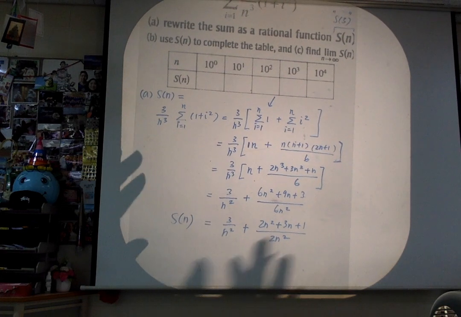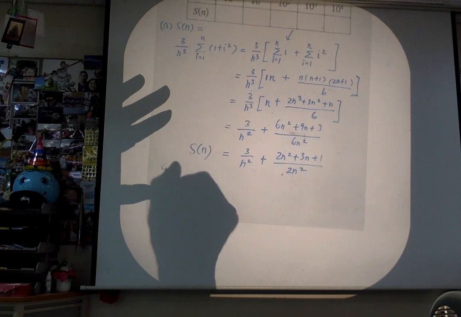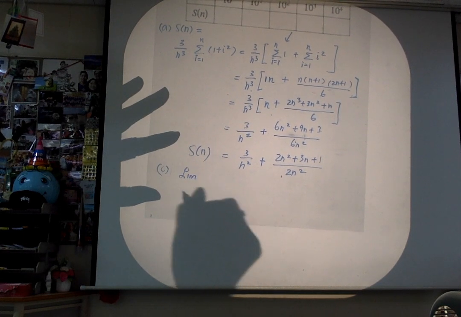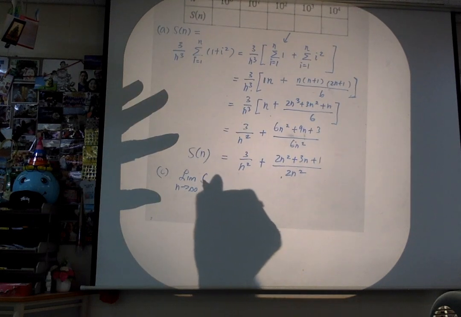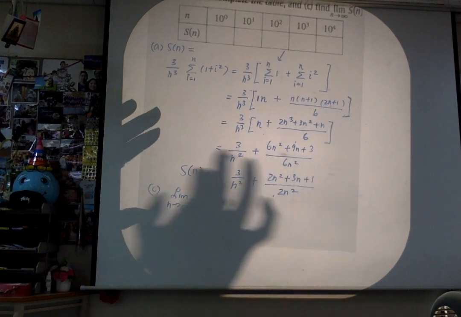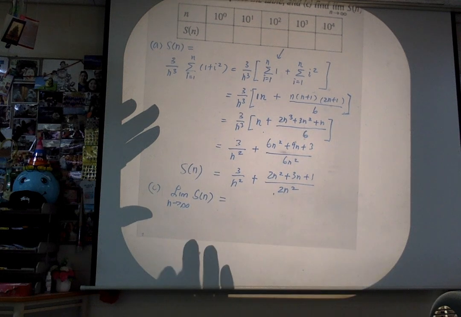Here's what we're going to do. You know what? I think it'll make more sense if we do part C first. Let's take the limit of n approaching infinity. That's what they asked us to do, of your S sub n. They want us to take the limit as n approaches infinity, right?